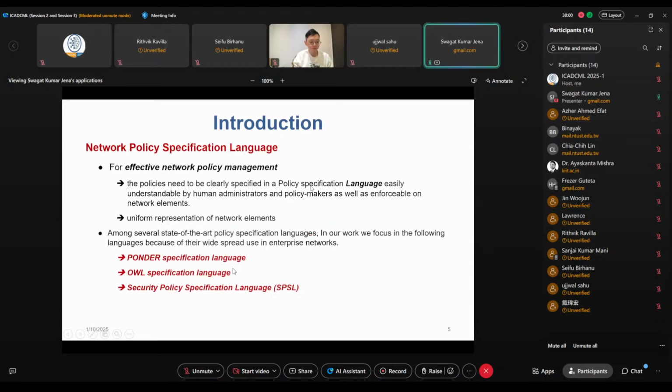Here in this slide, we have shown that the policy needs to be very clearly specified using the language, and whatever language we use must uniformly represent all the network elements and all their related elements of the network topology. Among various state-of-the-art specification languages, in our work we have focused on three: Ponder, OWL, and SPSL, because of their widespread use in enterprise networks.